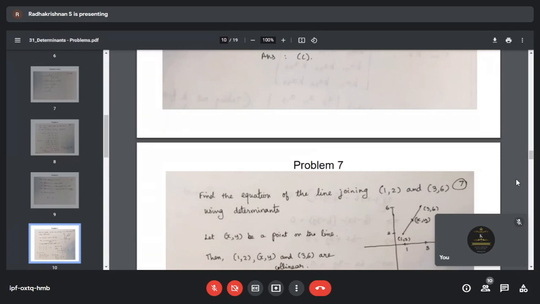Sir, 0. It has to be 0. So you use that. That is the logic that you have to use. So what will be the area of the triangle? If you apply the formula using the matrix method, we have that formula, right? And equate it to 0. Then you can determine x and y from that.